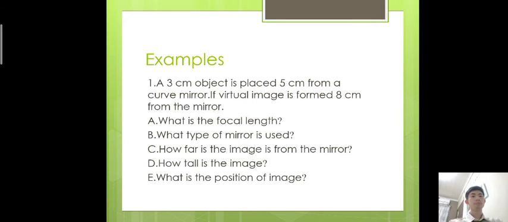Examples. A 3 cm object is placed 5 cm from a curved mirror. If virtual image is formed 8 cm from the mirror, A. What is the focal length? B. What type of mirror is used? C. How far is the image from the mirror? D. How tall is the image? E. What is the position of image?